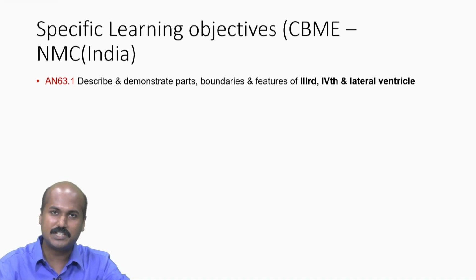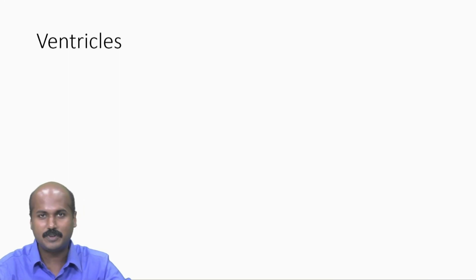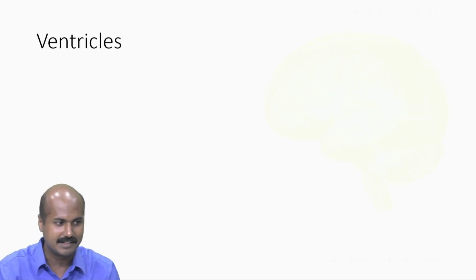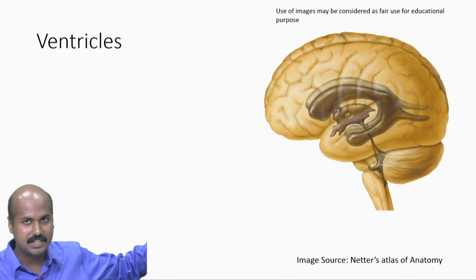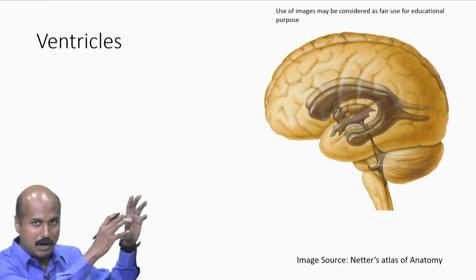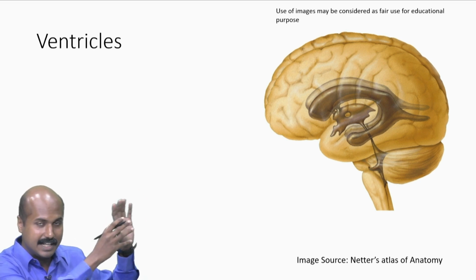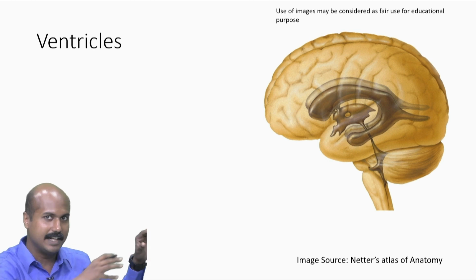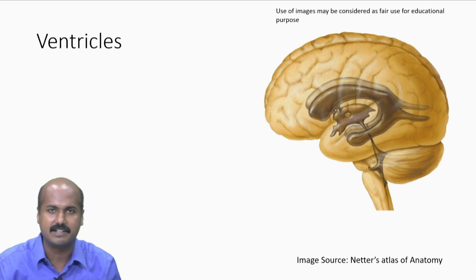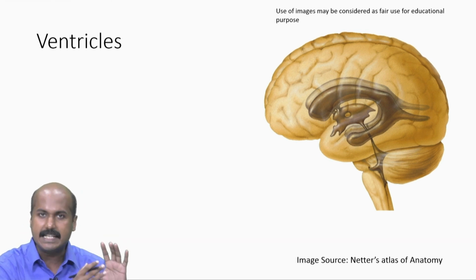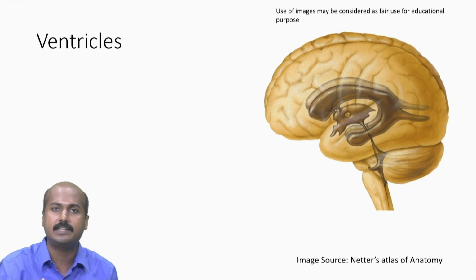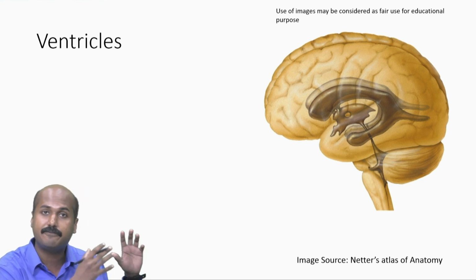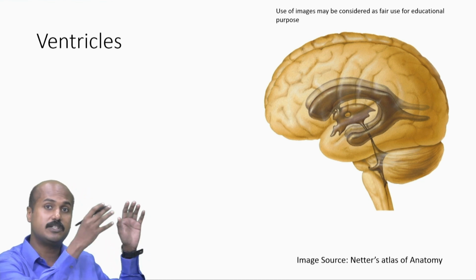Now, we need to know what ventricles are. So first we will get an overview of what these ventricles are. As you can see in this image, that dark brown colored structure within the brain is called the ventricle. So what are ventricles? Ventricles are basically spaces. These spaces are filled with CSF. So they are CSF filled spaces that are present within the brain.